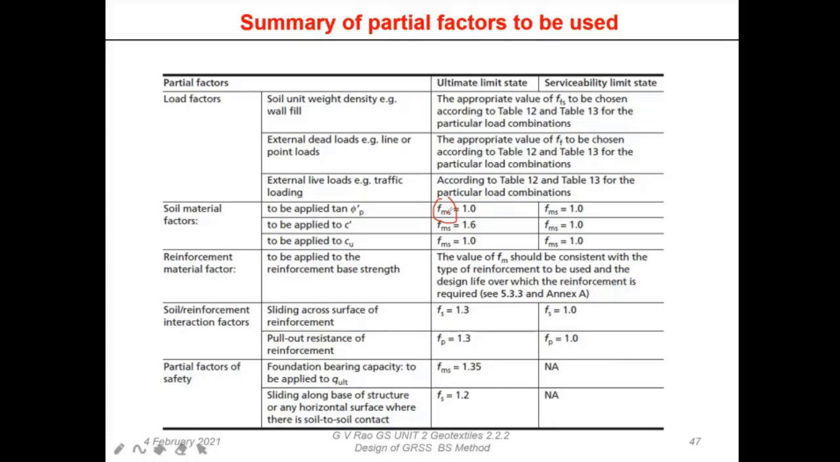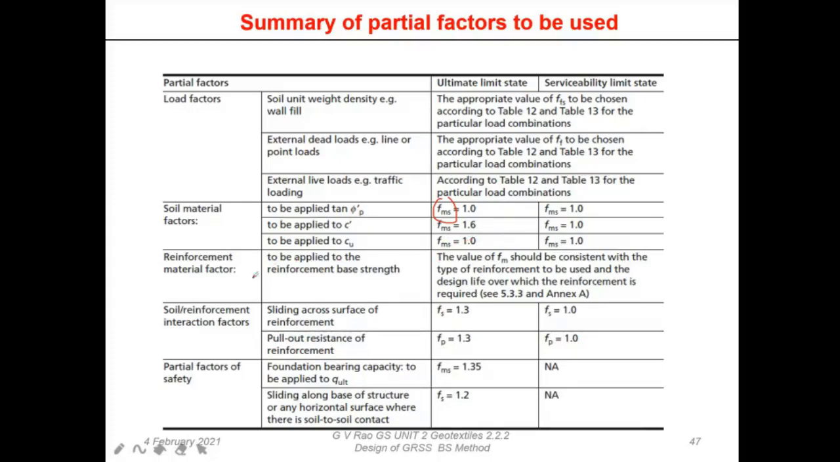And what do we apply on tan phi? Tan phi prime P means it is going to be the peak values. So tan phi prime P is the peak values. And are we going to apply any factor now? No, it's only one. To be applied to C prime, the effective cohesion, FMS in this case is 1.6, and in the saturation state it's going to be 1 only. So we are going to apply a factor of 1.6 actually, whereas for tan phi prime peak, we are going to apply no factor. Undrained cohesion we use sometimes. If you are looking at immediate stability of the wall in place, so clay foundations particularly, the factor is going to be 1 only, unity only.